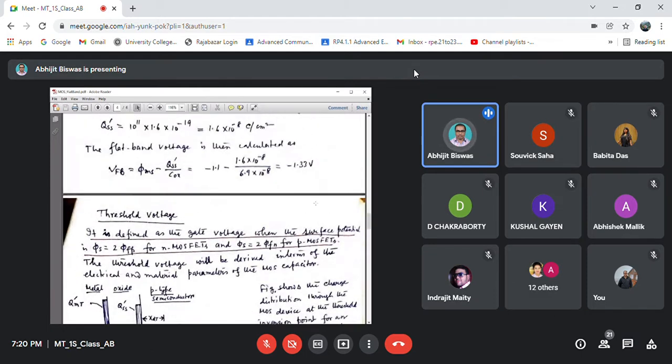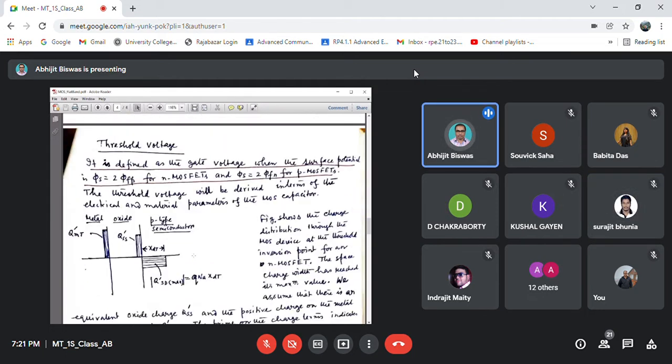If you have any question regarding flat band voltage, you can ask me. Surajit, is it clear how to determine this flat band voltage? Yes sir, I have understood. Okay.